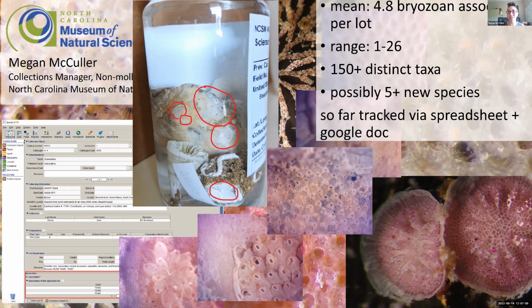So I've found, just to give you a little bit of an idea, about 5 bryozoan associates per lot. And I've looked at around 300 lots, up to 26 species of bryozoans in these lots. So I've found more than 150 distinct taxa, and probably more than 5 new species, but I haven't confirmed that with SEM yet. And this is all tracked in a spreadsheet and a Google Doc. And it's been pretty difficult to at least identify things for myself.